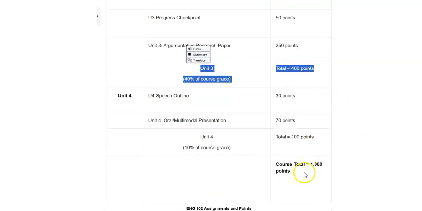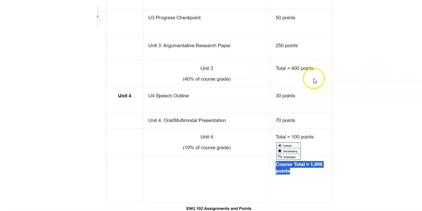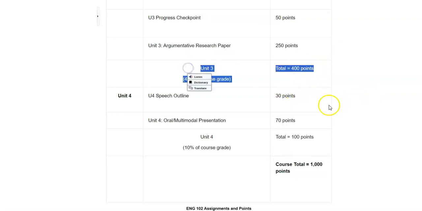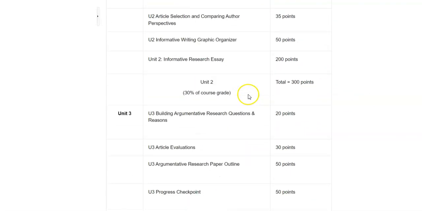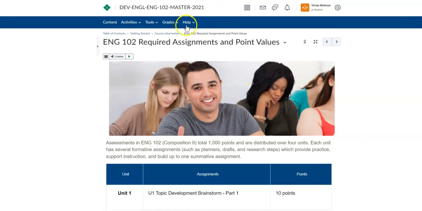So in the course, we have a total of 1,000 points. This is worth 40% of that. So we really want you to do your best work throughout this assignment in this unit.